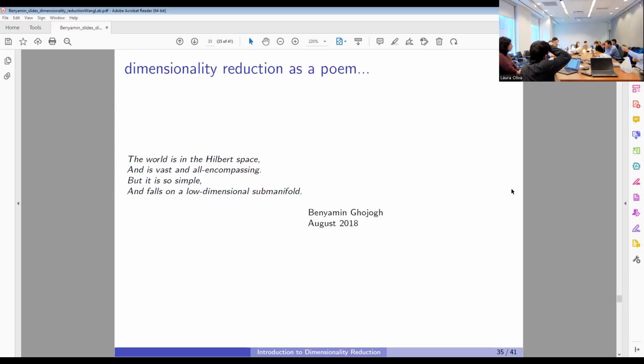And finally, dimensionality reduction as a point. Let's get philosophical. The world is in the Hilbert space. But why? Because Hilbert space is very huge, right? Very high dimensional. The world is in the Hilbert space and is vast and all-encompassing. But it is so simple and falls on a low-dimensional submanifold. This is the whole world.